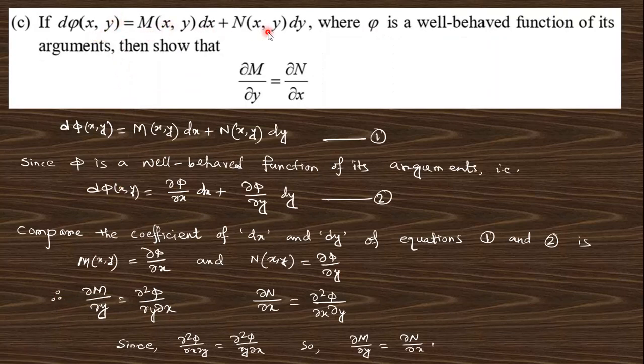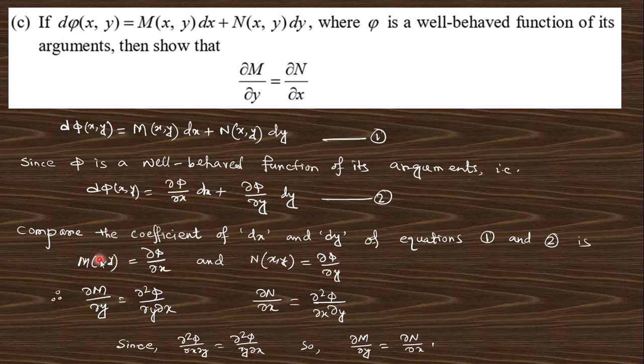Go to the next question. If d phi equals m dx plus n dy, and phi is a well behaved function, then show that del m del y equals del n del x. Since phi is a well defined function of its arguments, you can write d phi equals del phi del x dx plus del phi del y dy. If you compare these two equations, you can say m equals del phi del x and n equals del phi del y.